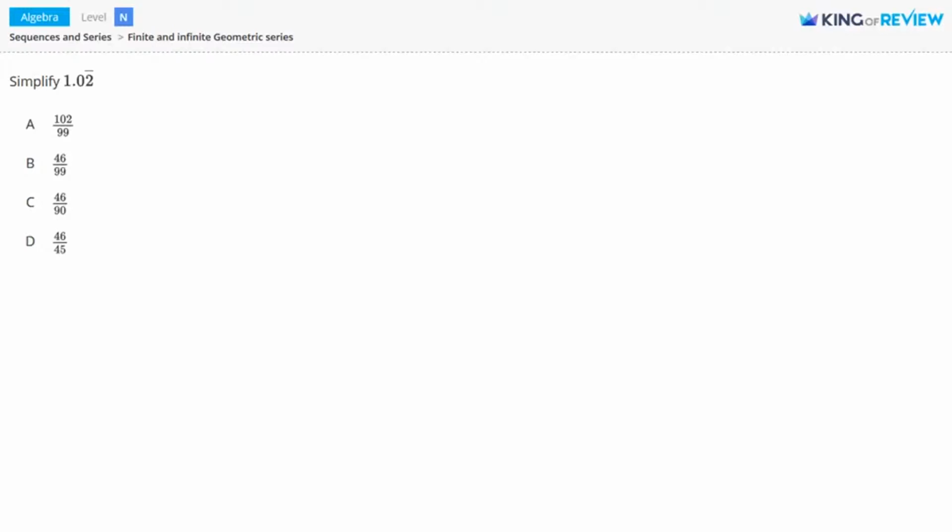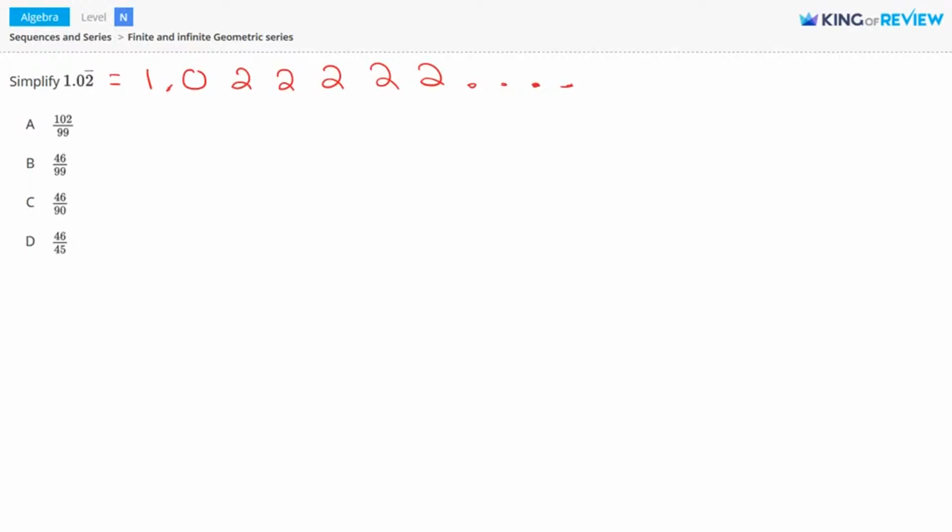Simplify 1.02 with a repeating bar on the 2. If we expand this number, we get 1.02 and this 2 keeps repeating. So 2, 2, 2, and this keeps repeating here. This is a repeating decimal.